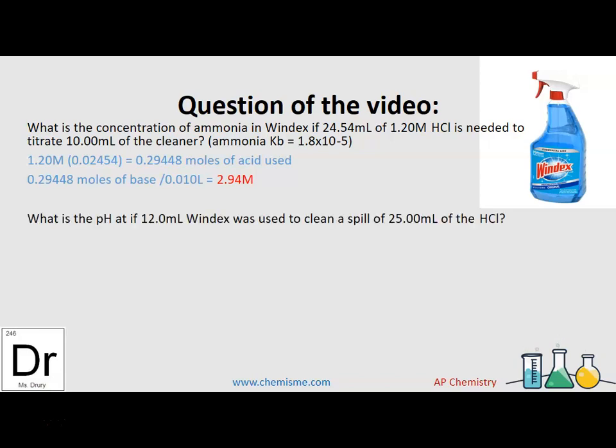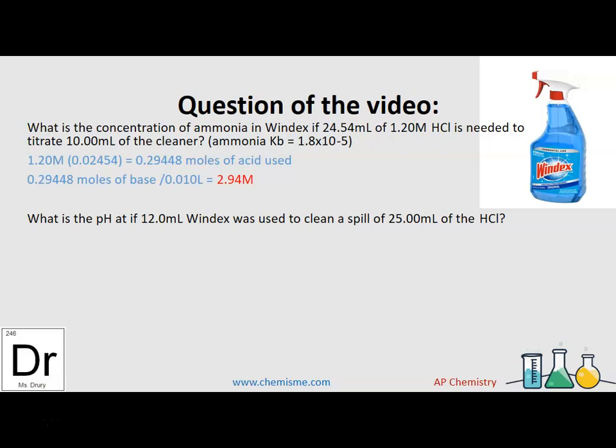But what I want to add on is, what is the pH if 12 milliliters of the Windex was used to clean a spill of 25 milliliters of the acid? So I had a 25 milliliter spill, which was slightly more than we use in the titration, and I put a little bit more cleaner on there, and that way I used it to clean it up. I don't know about you, but I'm Greek, and in my family we use Windex to clean everything. So it's actually a pretty applicable question.